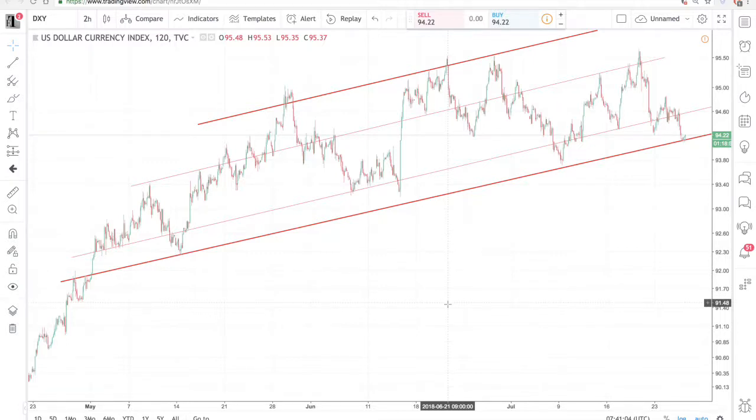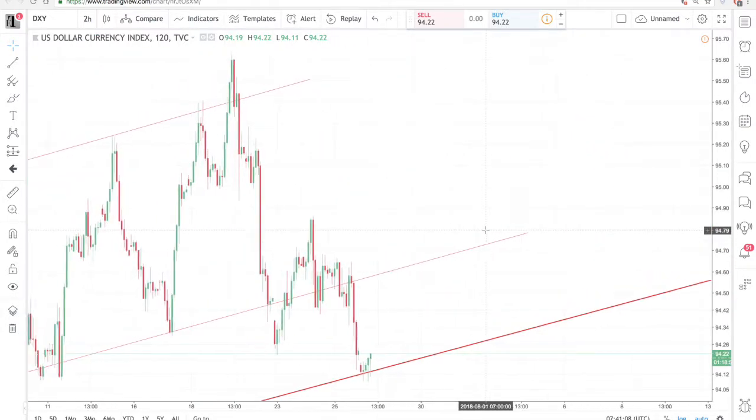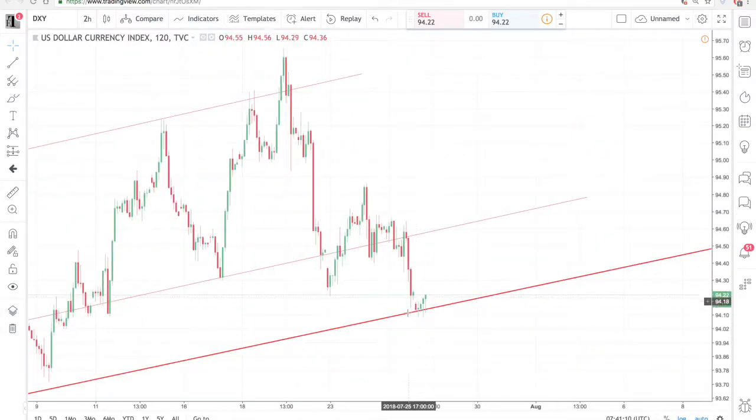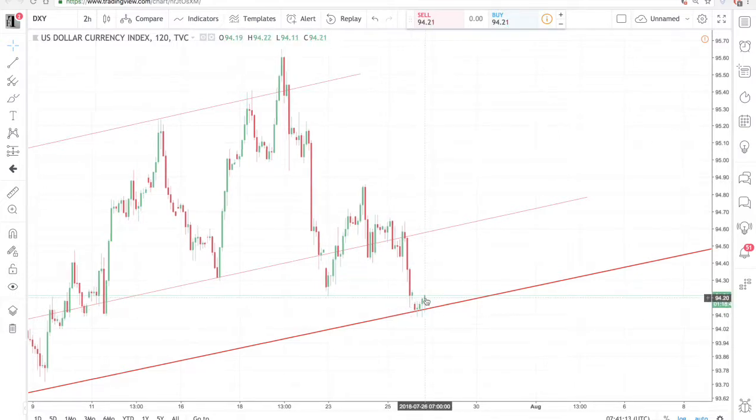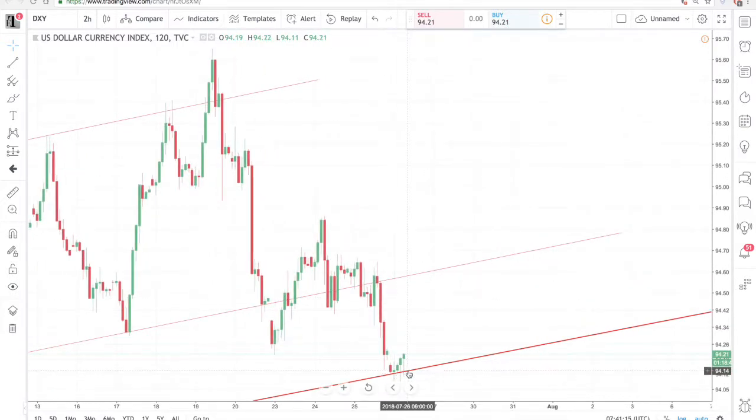As you guys can see, I'm looking at the US dollar currency index, the DXY. Let's go ahead and take a look at what's going on right now. We can see here that price is currently testing major support right now. Now we see here multiple candles testing major support, trading both above and below this major support.